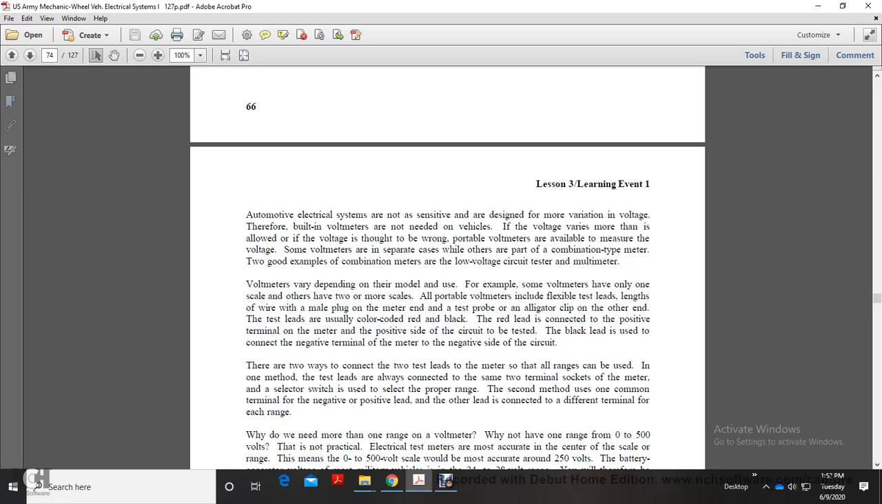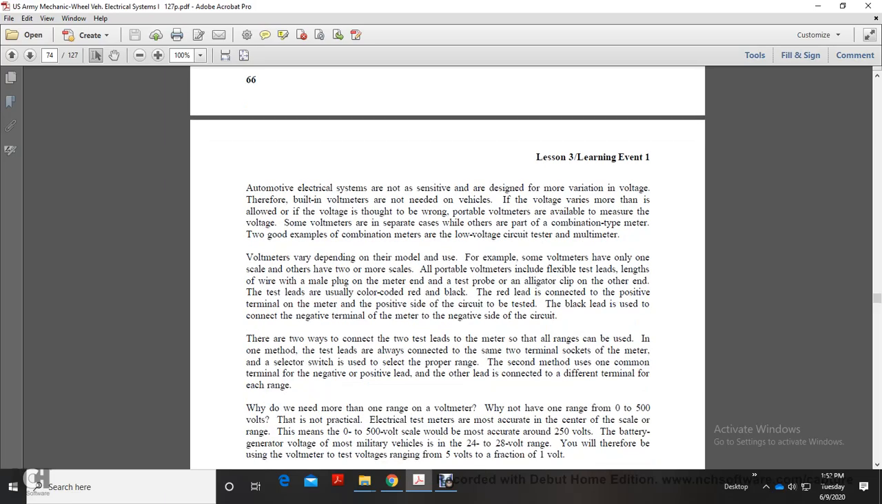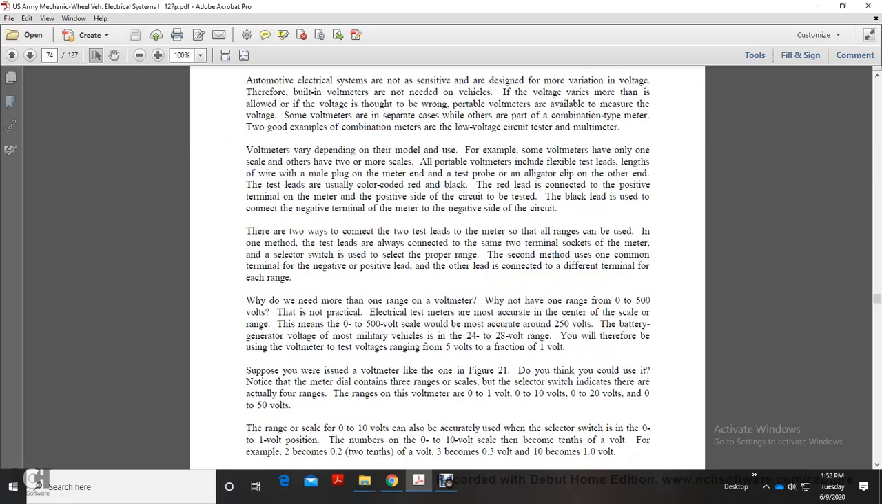Some voltmeters are separate units, while others are a combination type of meter with two or more functions. For example, combination meters include low voltage circuit testers and multimeters. Voltmeters differ depending on the models used. For example, some voltmeters have only one scale, while others have two or more scales. Portable voltmeters include flexible test leads, lengths of wire with a male plug for the meter and a test probe or alligator clip on the other end.